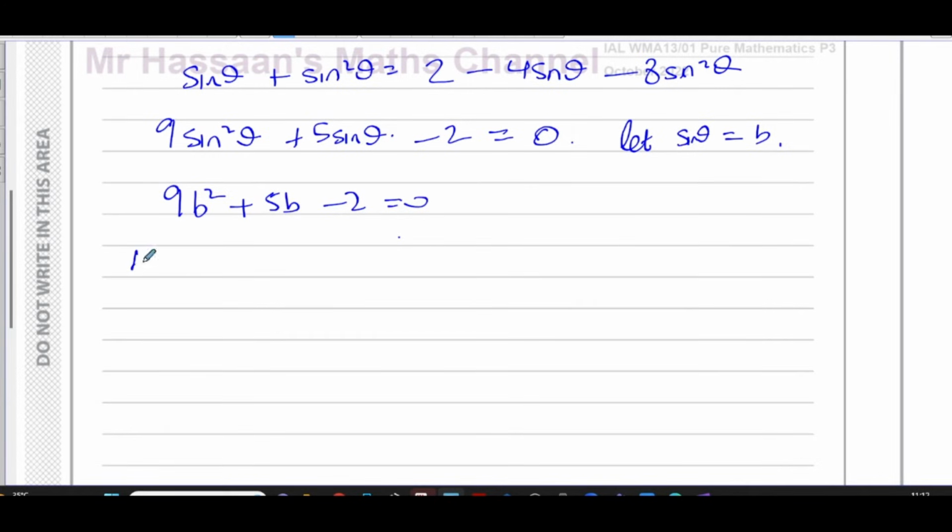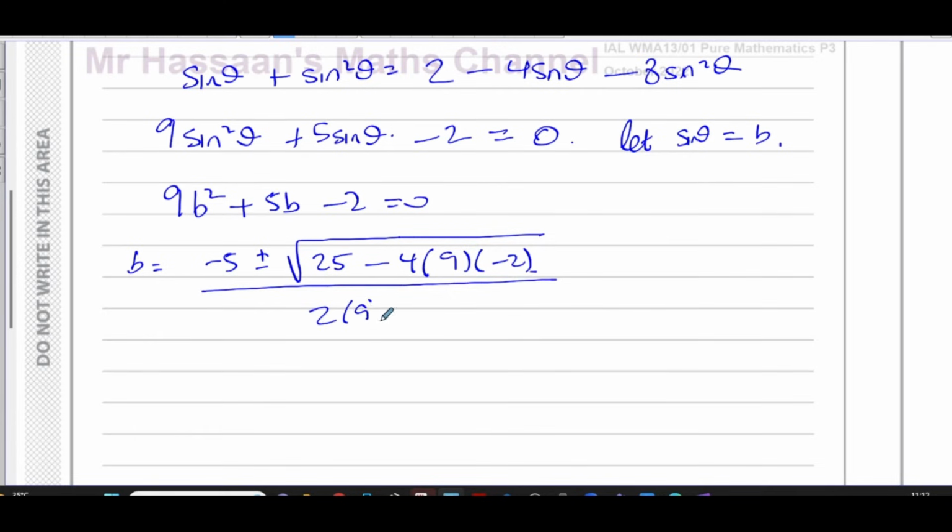So the values of b are going to be minus 5 plus or minus the square root of b squared. Now, the b I'm talking about here is the coefficient of these terms. So it's going to be 25 minus 4 times 9 times minus 2, all over 2 times 9. That will give us the values of b, which can end up being sine theta. So we can work out what those values are. If you write that down, that's enough to show your steps.